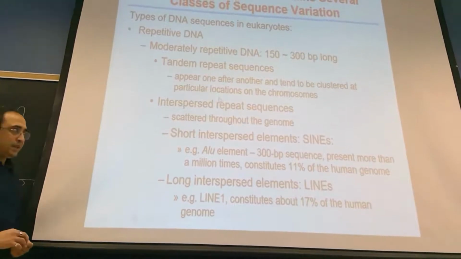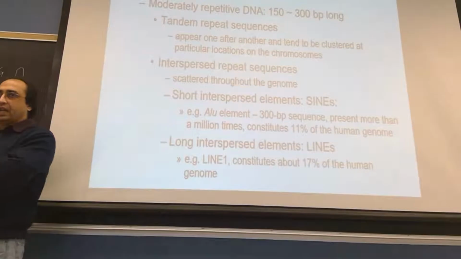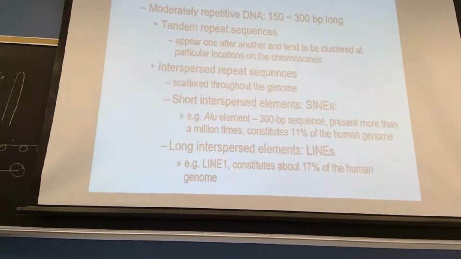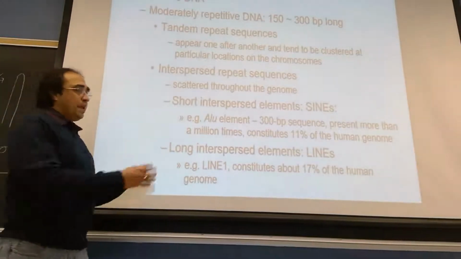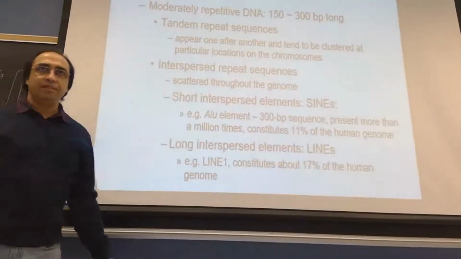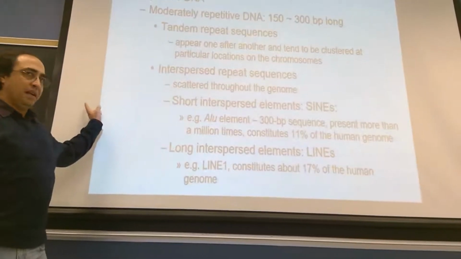There are a couple of types of repeat sequences. One is called a tandem repeat, if the repeats are there side by side. That is fine. The other is interspersed repeat. So repeats are there in some part of the chromosome, and the same repeats are there in another part of the chromosome. That is called interspersed repeat.